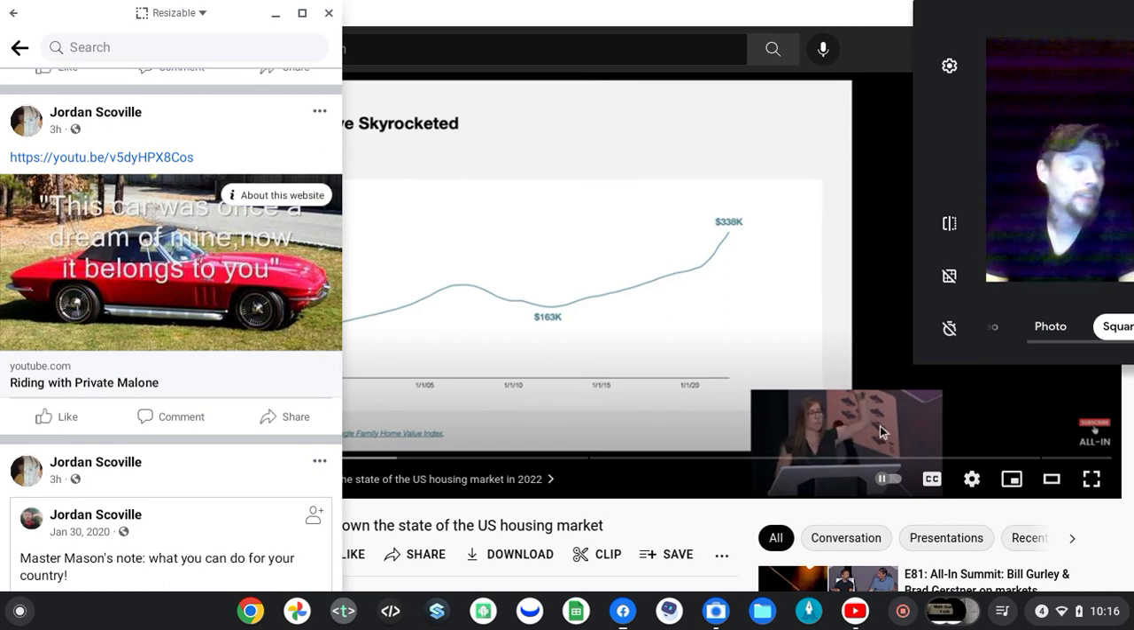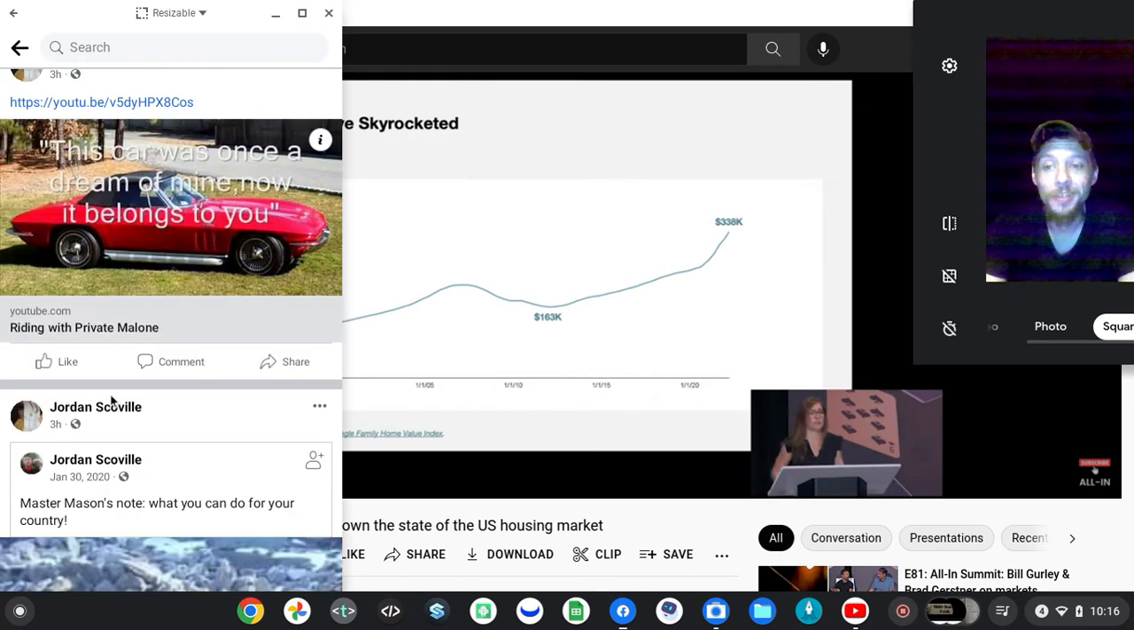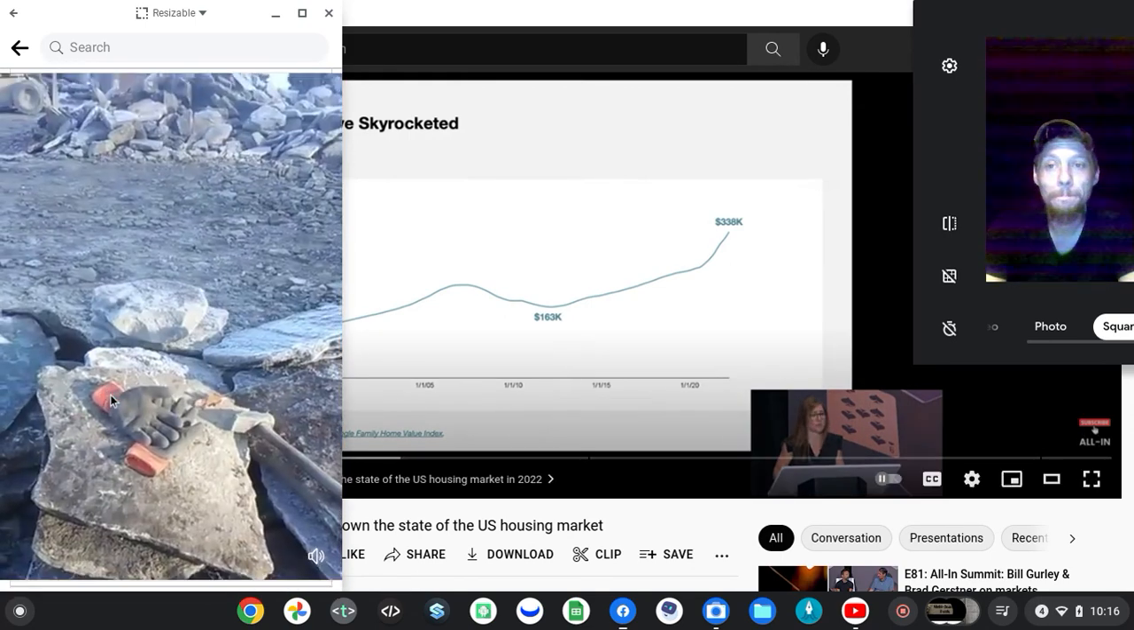They went from building 1.5 million a year down to about 750,000 homes a year.